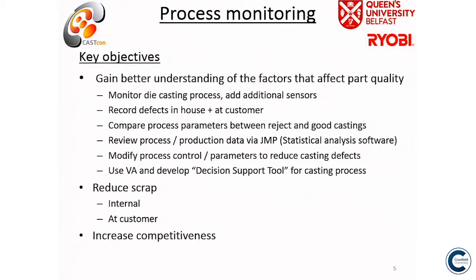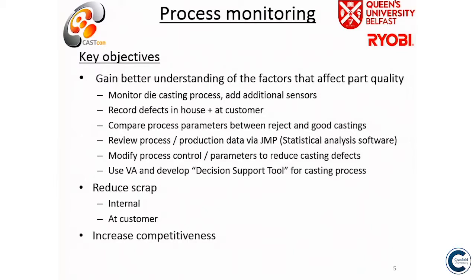So the process monitoring, the key objectives are to gain a better understanding of the factors that affect the part quality. We need to monitor the die casting process. We need to maybe add sensors to the die casting machine so we can acquire more or different information. We also need to be able to record the information. We need to record the defects in-house and ideally at the end customer, at their final machining line or their assembly stations. We want to compare the process parameters between the reject and the good castings.